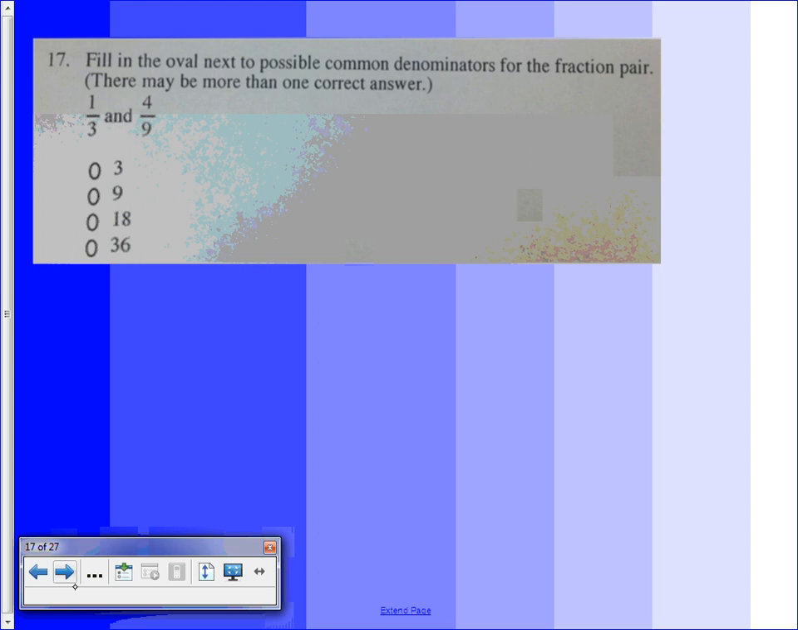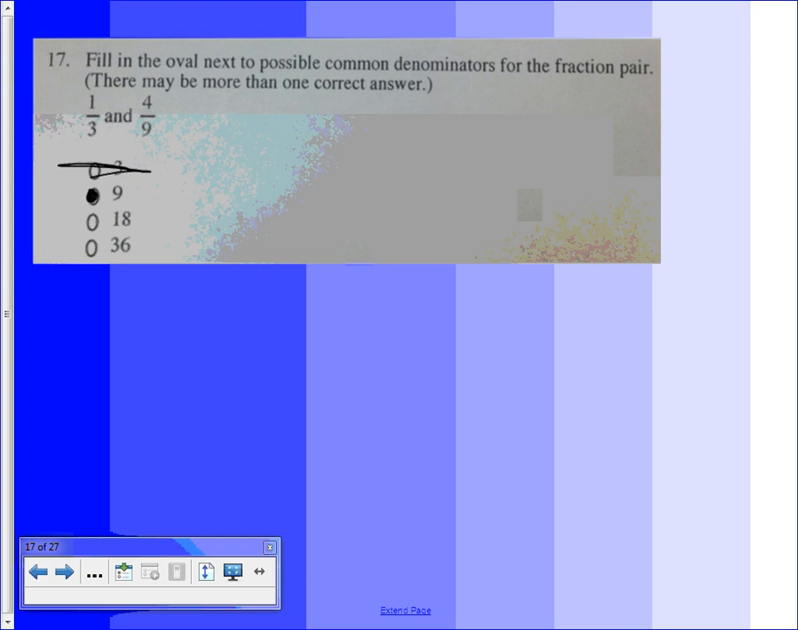Fill in the oval next to the possible common denominators for the fraction pair. So what they're trying to see is 3 and 9. What numbers of these can they go into? Can 3 and 9 both go into 3? They can't. 9 can't fit into 3. So you might as well just cross this off. Can 9 go into 9? Yes. Can 3 go into 9? Yes. You'll fill in this oval.